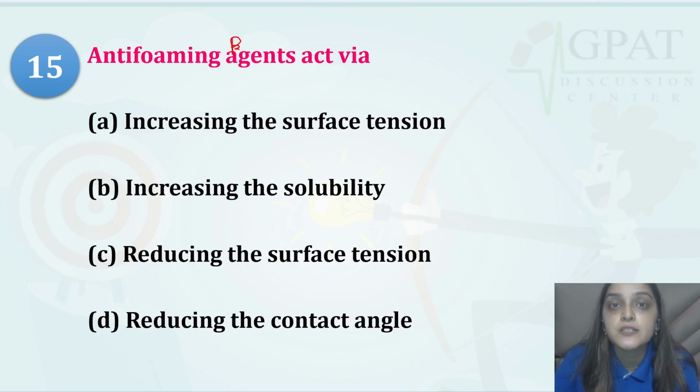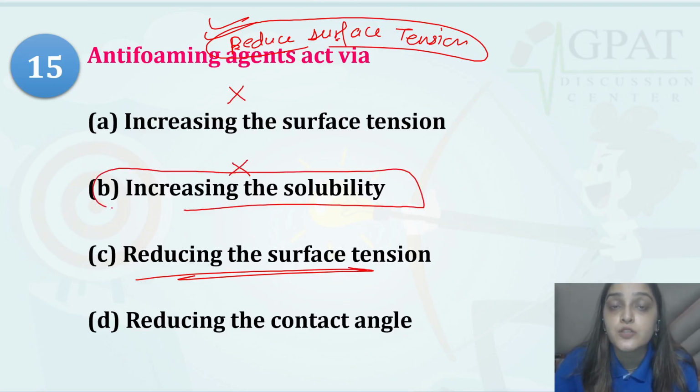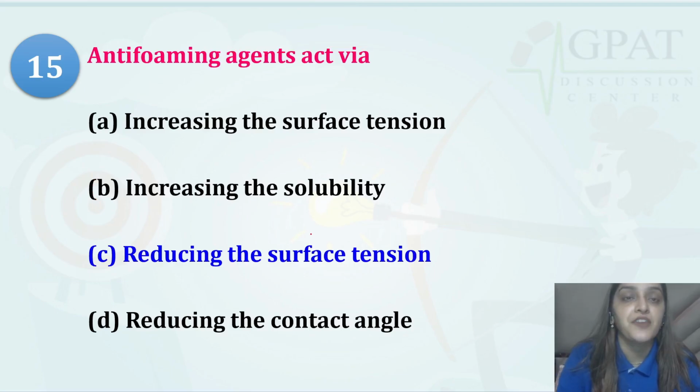Which is what? Which is to reduce the surface tension. This is the main phenomenon by which surfactants actually work, which is to reduce the surface tension. The question was easy: increasing the surface tension, increasing the solubility. However, if the question was not relevant to the surface tension, they may ask you about Tween, because it is a hydrophilic surfactant, it can actually improve the solubility. Okay, but in this case we say that it reduces the surface tension.